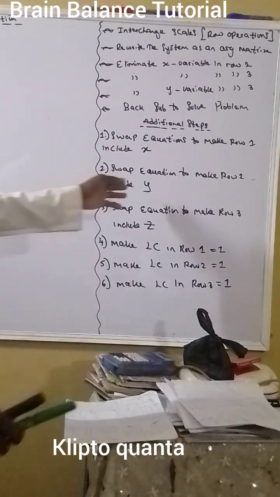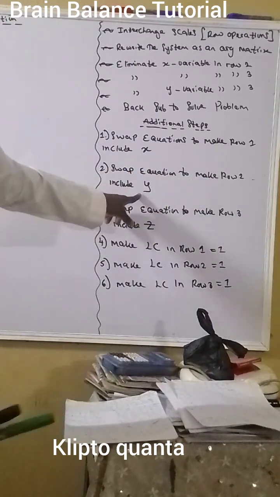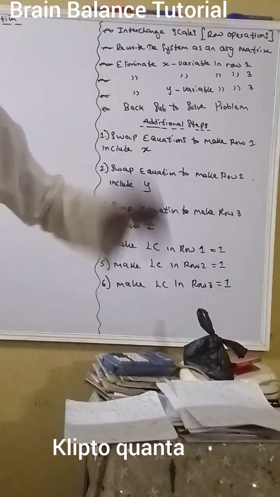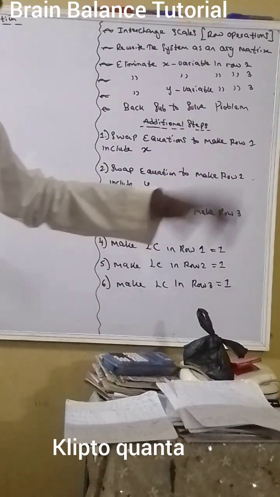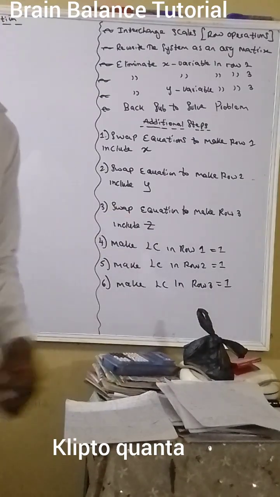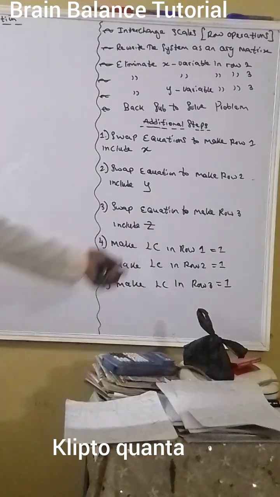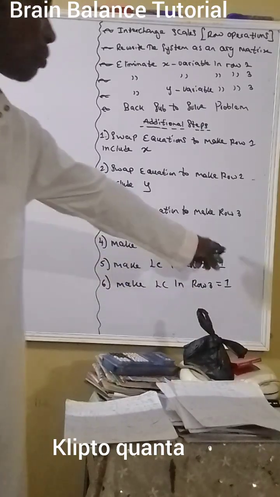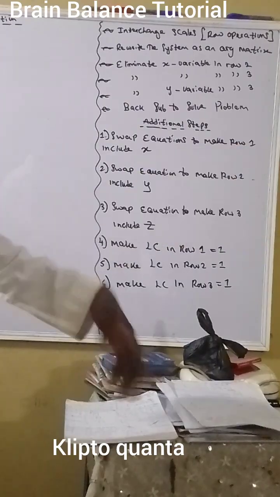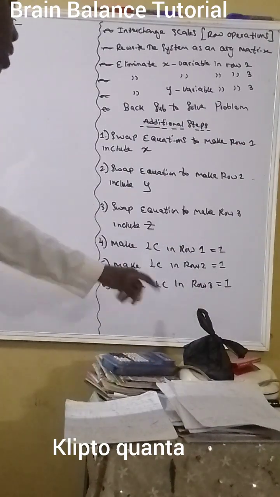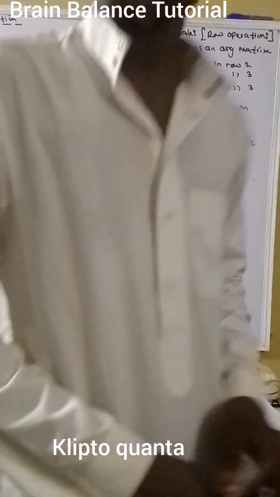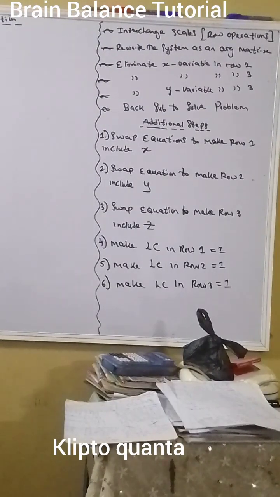You can also swap equations to make row 2 include y, because whether you like it or not, the first row must include x and the second row must include y. Any other thing could be included, but make sure that y doesn't go away from there because it's very important. The third row must include z. That's applying the Gaussian elimination method. The left corner in row 1 must be 1, the left corner in row 2 must be 1, and the left corner in row 3 must be 1. So let's look at the examples and how these steps can help us deal with particular problems.